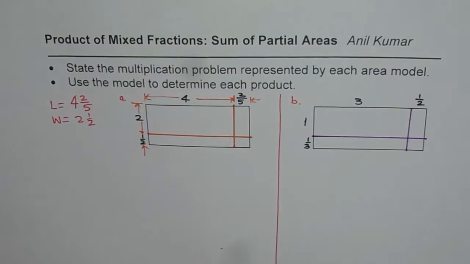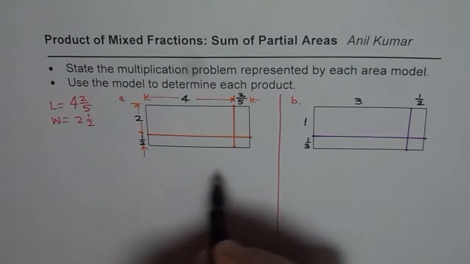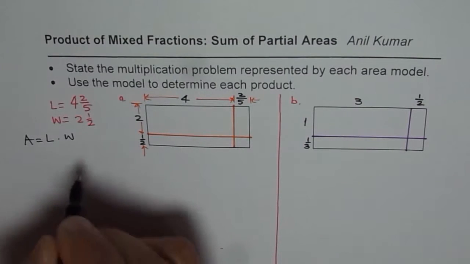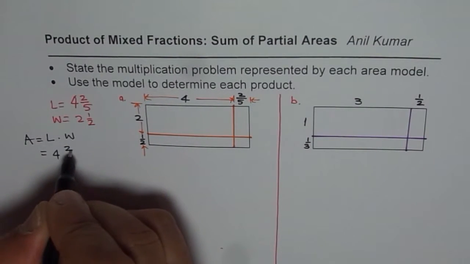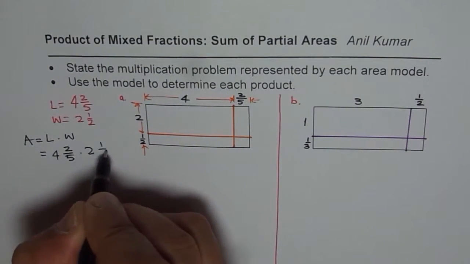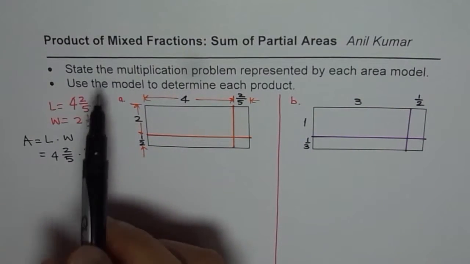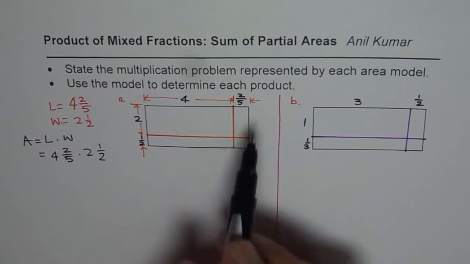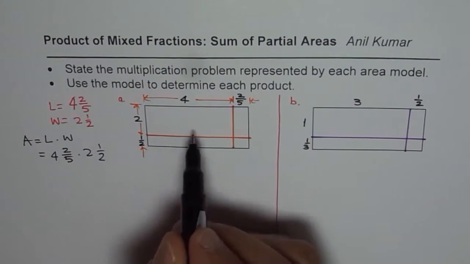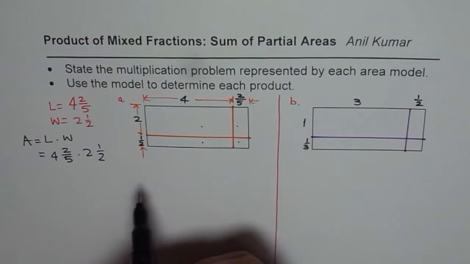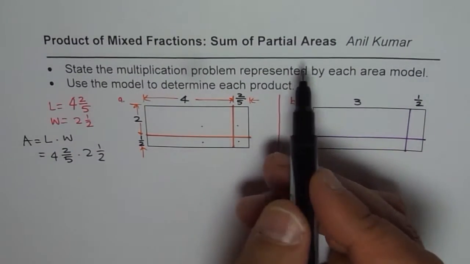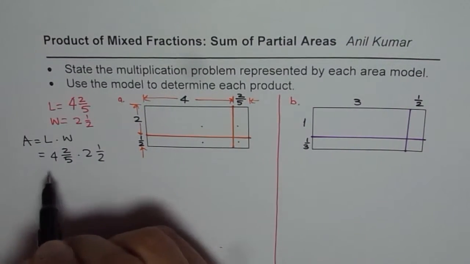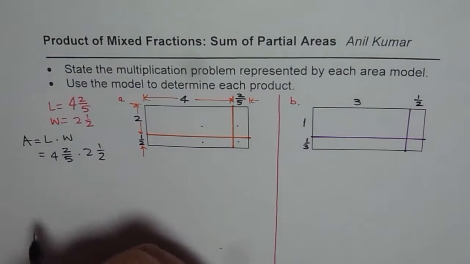Do you see that? So if I have length and width, then I can find the area of the whole rectangle, right? So the area becomes length times width, that is equal to 4 2 by 5 times 2.5. You get the idea. So we can actually find the product of mixed fractions by finding the area of the rectangle. Now the area of the whole rectangle is the sum of the areas of these four partial rectangles. That's the strategy, correct? So let's find the area of each rectangle and then add them up to find the product of these two mixed fractions.